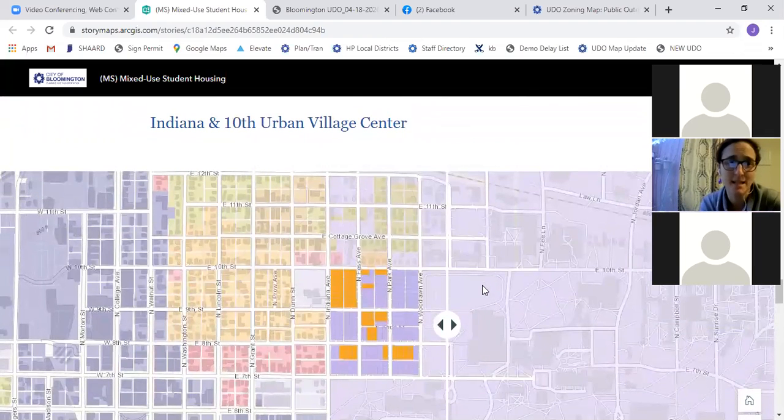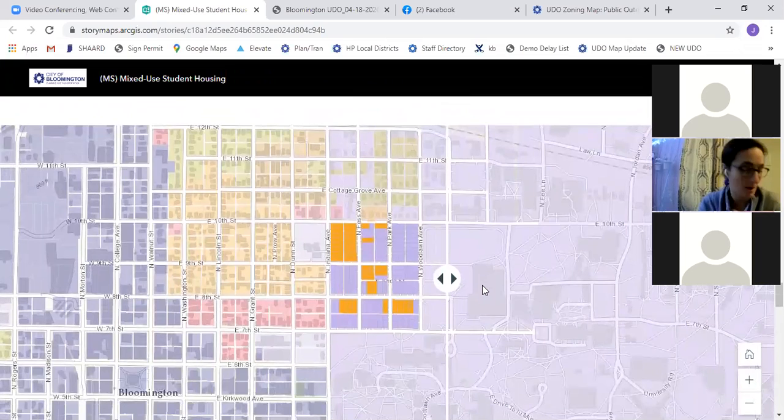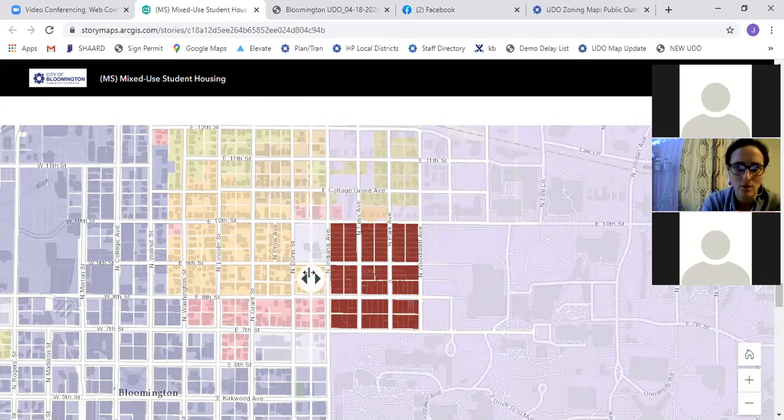So again, Indiana and 10th Urban Village Center. The zoning that is there now is residential multifamily and mixed use institutional. Obviously, it's immediately adjacent to campus, so that was a large draw for identifying this area here, as well as the existing zoning. So we would be proposing that the entirety of this square shown here would be mixed use student housing.